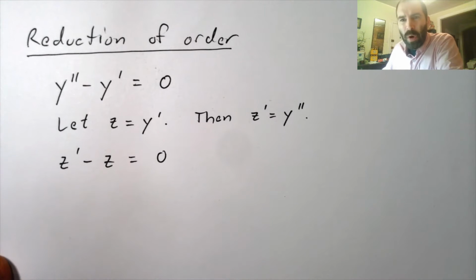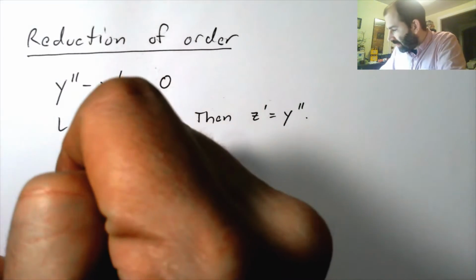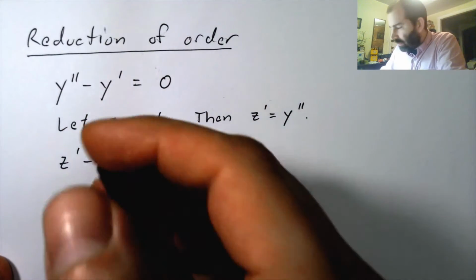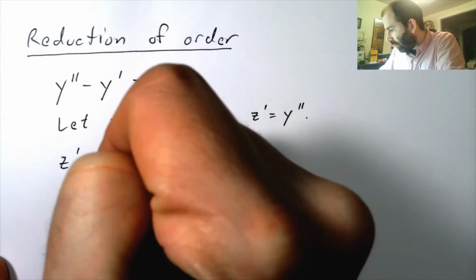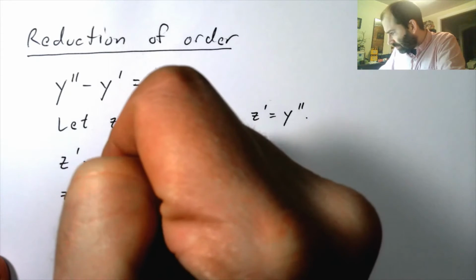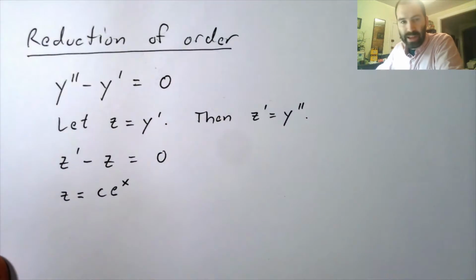Go ahead and take a moment, figure this out on your own. Pause the video. All right, so when you did that, you should have seen that from the skills you've learned in solving first order differential equations, it wasn't too hard to come up with z equals some constant times e to the x.